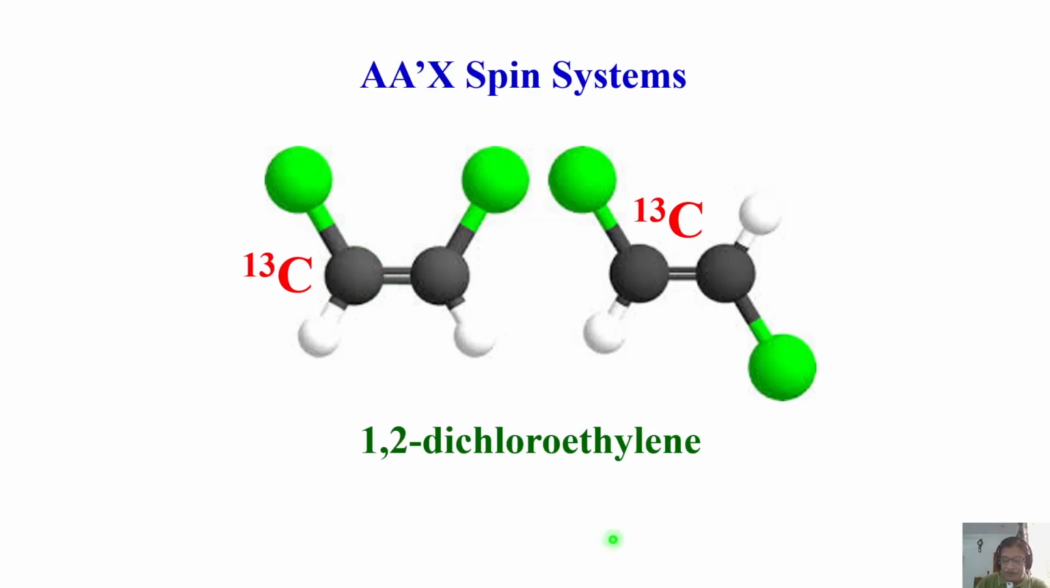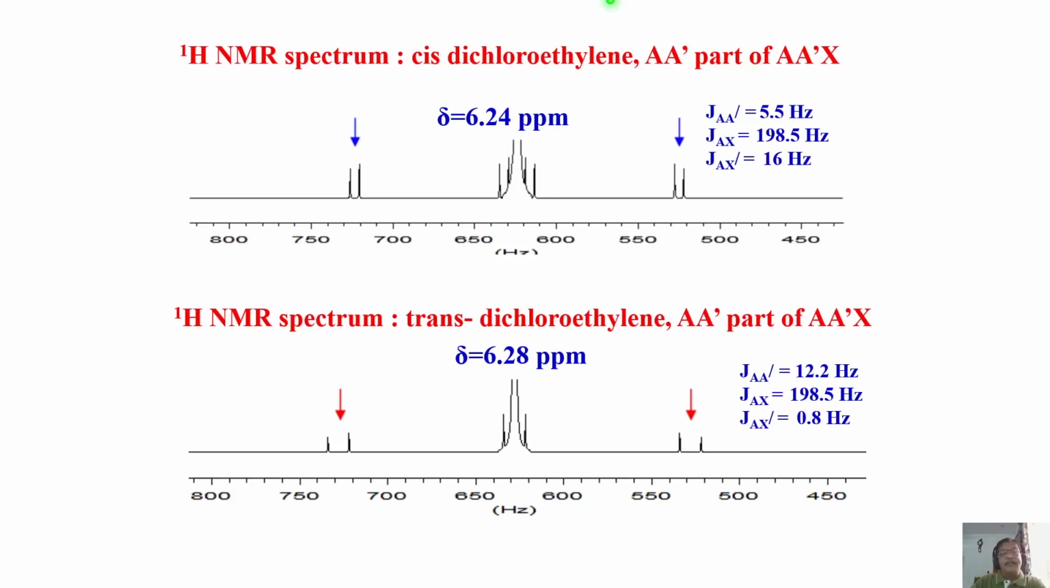So what is going to happen? You are bringing in X coupling, X also, an AA prime X spin system. Now the coupling between AA prime can be seen in the X part also. AA prime X, you can see the coupling in the X part easily. Now look at this one.